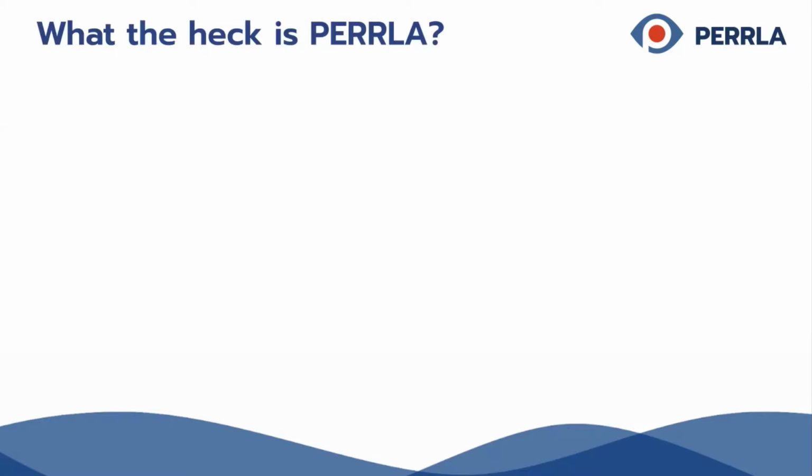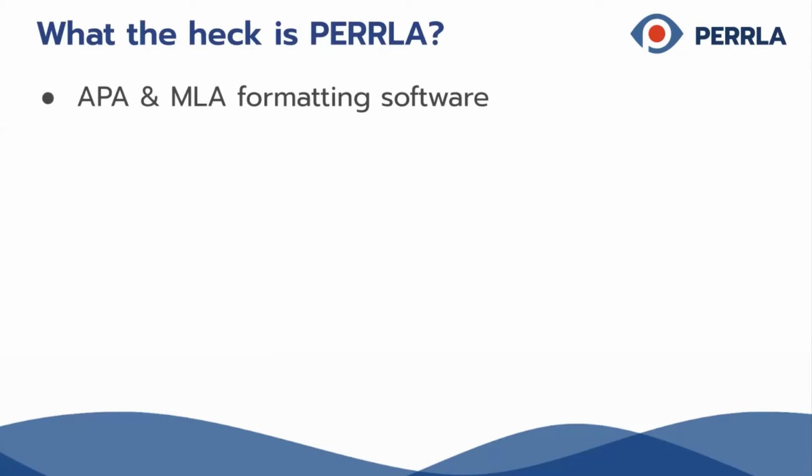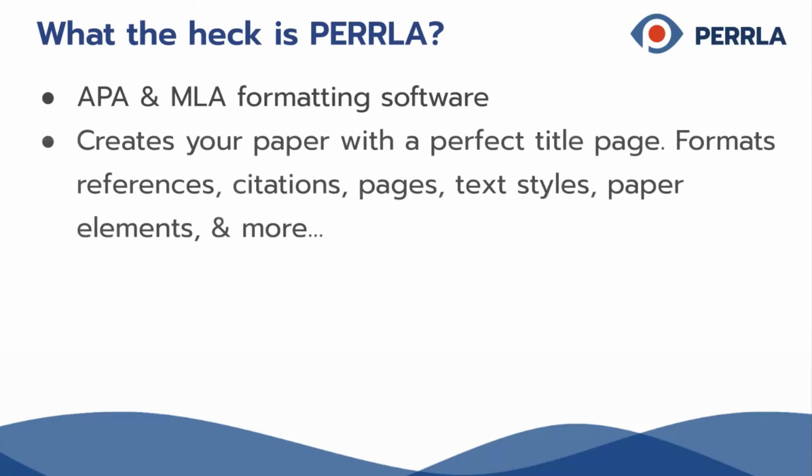What the heck is PERRLA? PERRLA is software that will correctly format your APA and MLA papers. It not only does references and citations, but it actually creates the document. That's one of the big things that's different about us than other software vendors. We do everything. We create the paper automatically for you with the title page already set up, the fonts, the margins, everything ready to go.